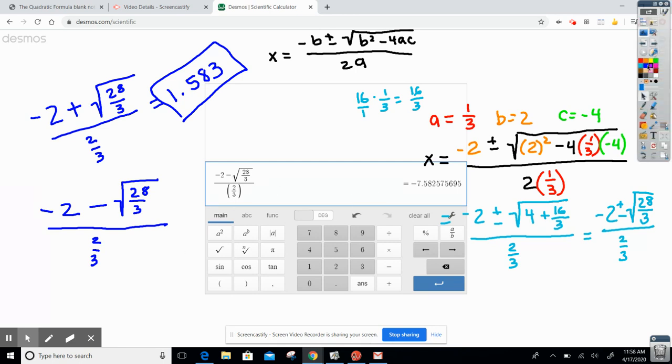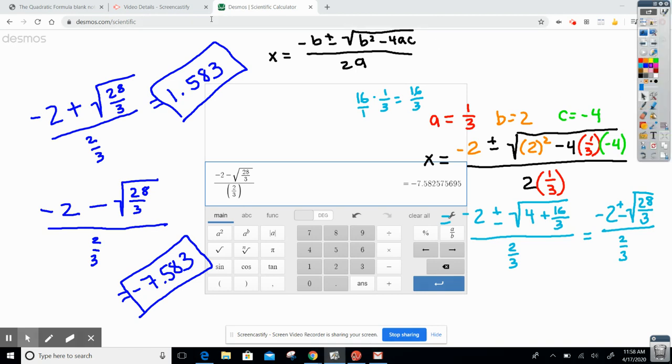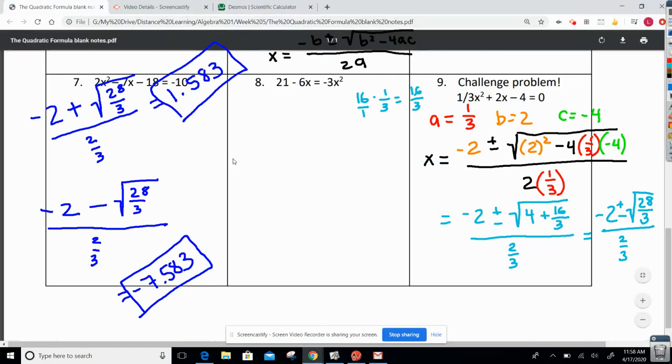All right, that is going to give me negative, I'm going to type it down here so I don't get in the way, -7.583. And those are my two answers, 1.583 and -7.583. Okay, go back to our notes, and we're done. We found both solutions for that problem.